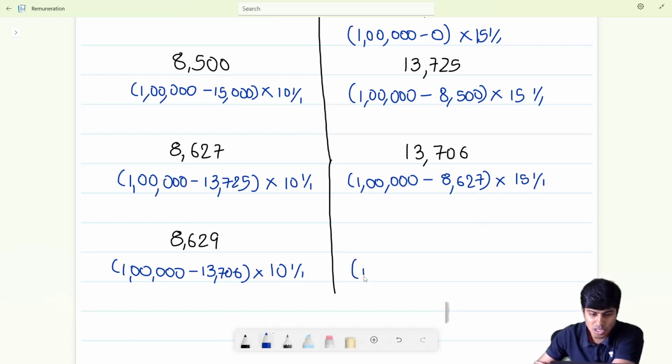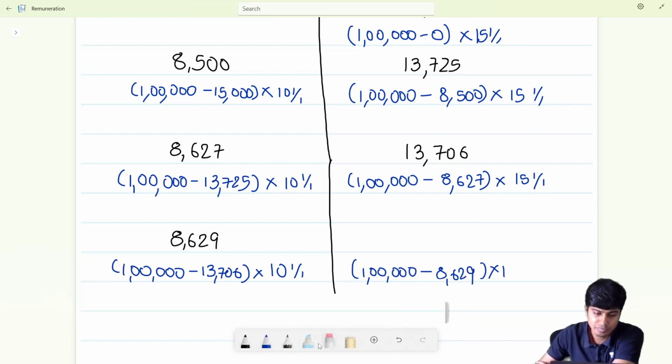How? We are going to do 1 lakh. Instead of 8,627, now I'll take 8,629 and multiply that by 15%.